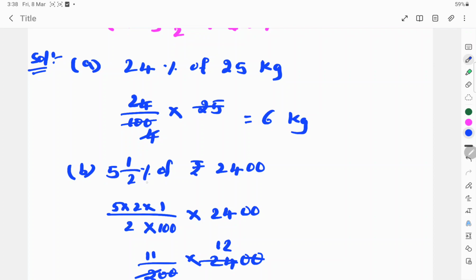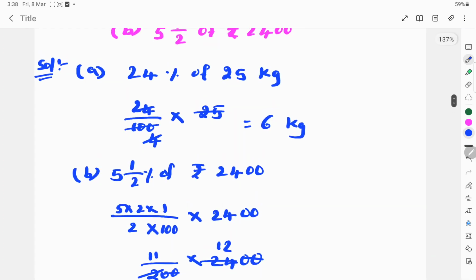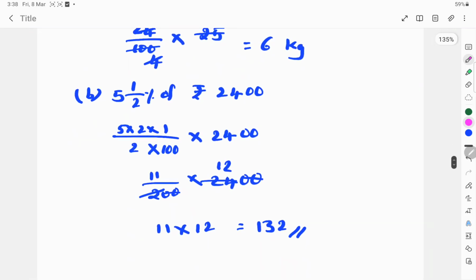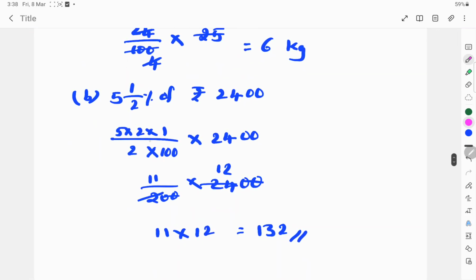And the second one: 5 1 by 2% of 24 hundreds. Here, the mixed fraction is converted to an improper fraction. That means 5 into 2 plus 1 by 2, into percent. Percent means 100, into 24 hundreds. So 5 into 2 is 10, 10 plus 1 is 11, by 2 into 100, which is 200, into 24 hundreds.